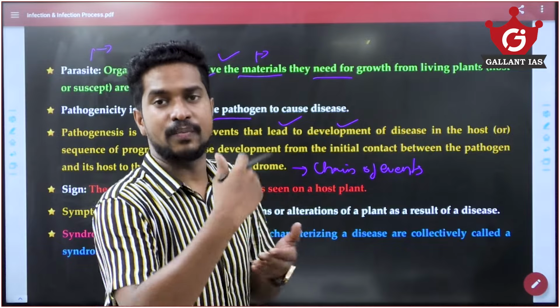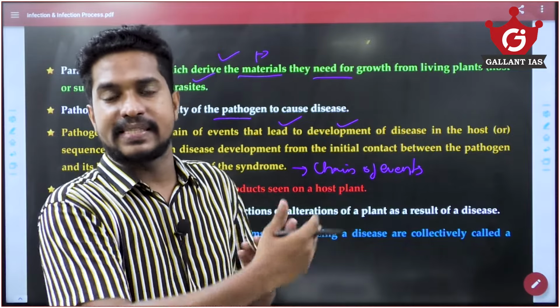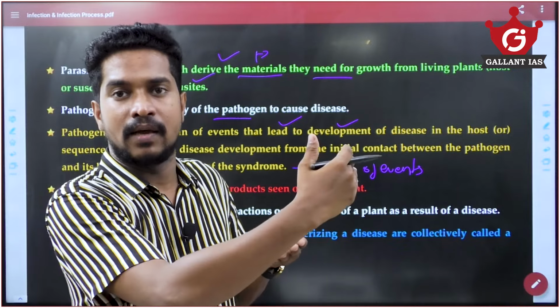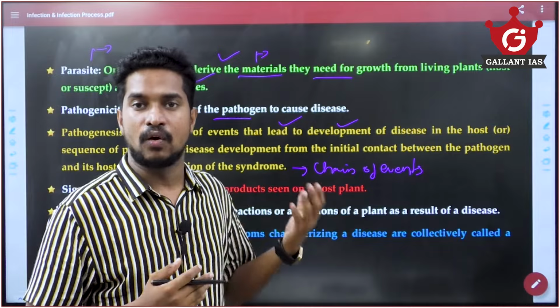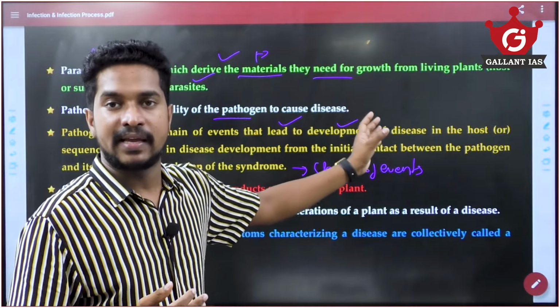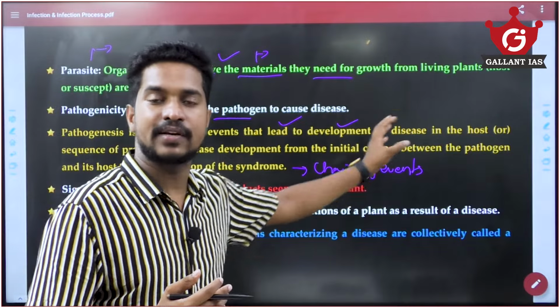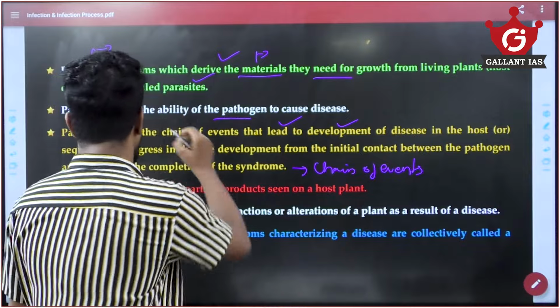To make symptoms on the plants, the pathogen must make contact with the host plant. So pathogenesis means the entire chain of events from the initial contact to the symptom expression. This entire process is what we call pathogenesis.